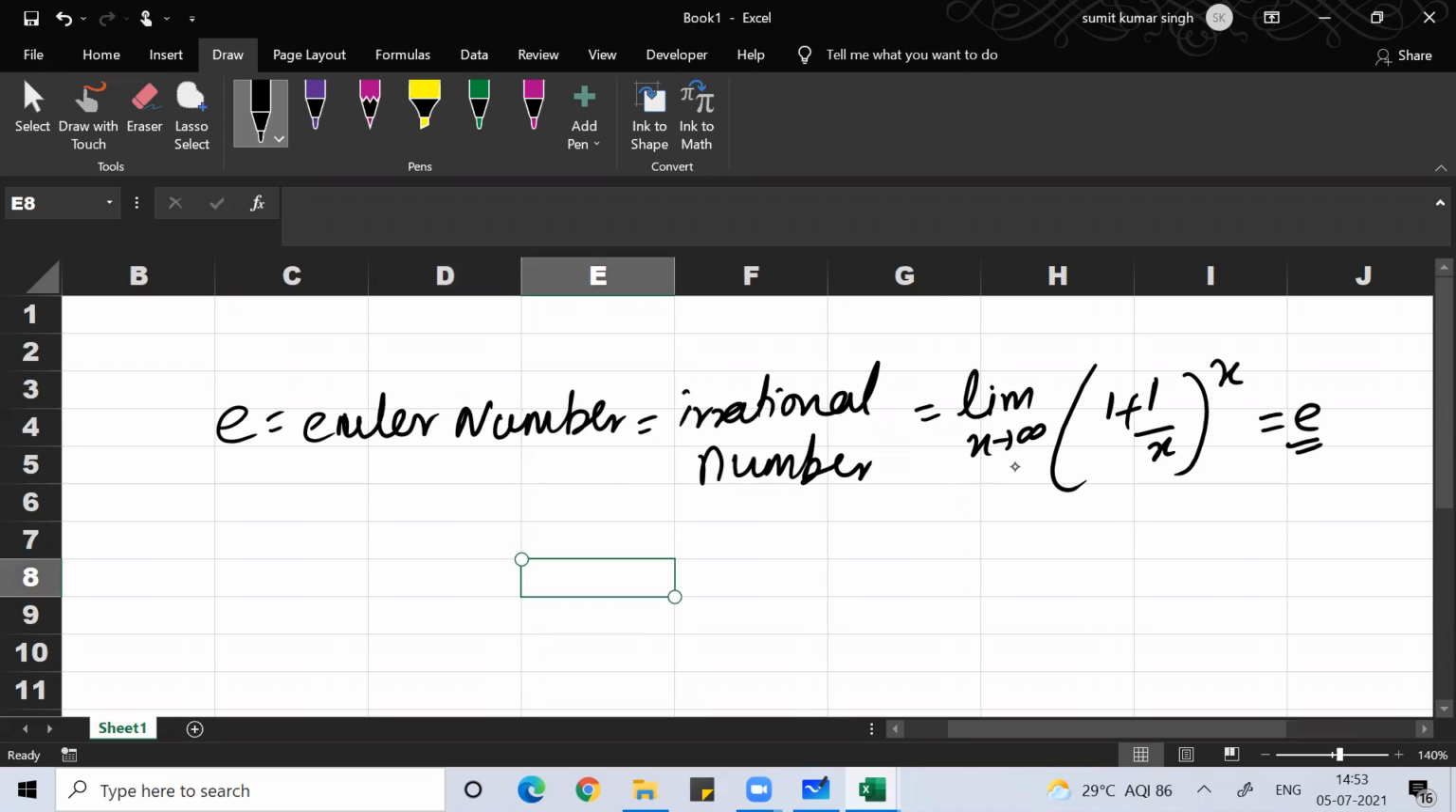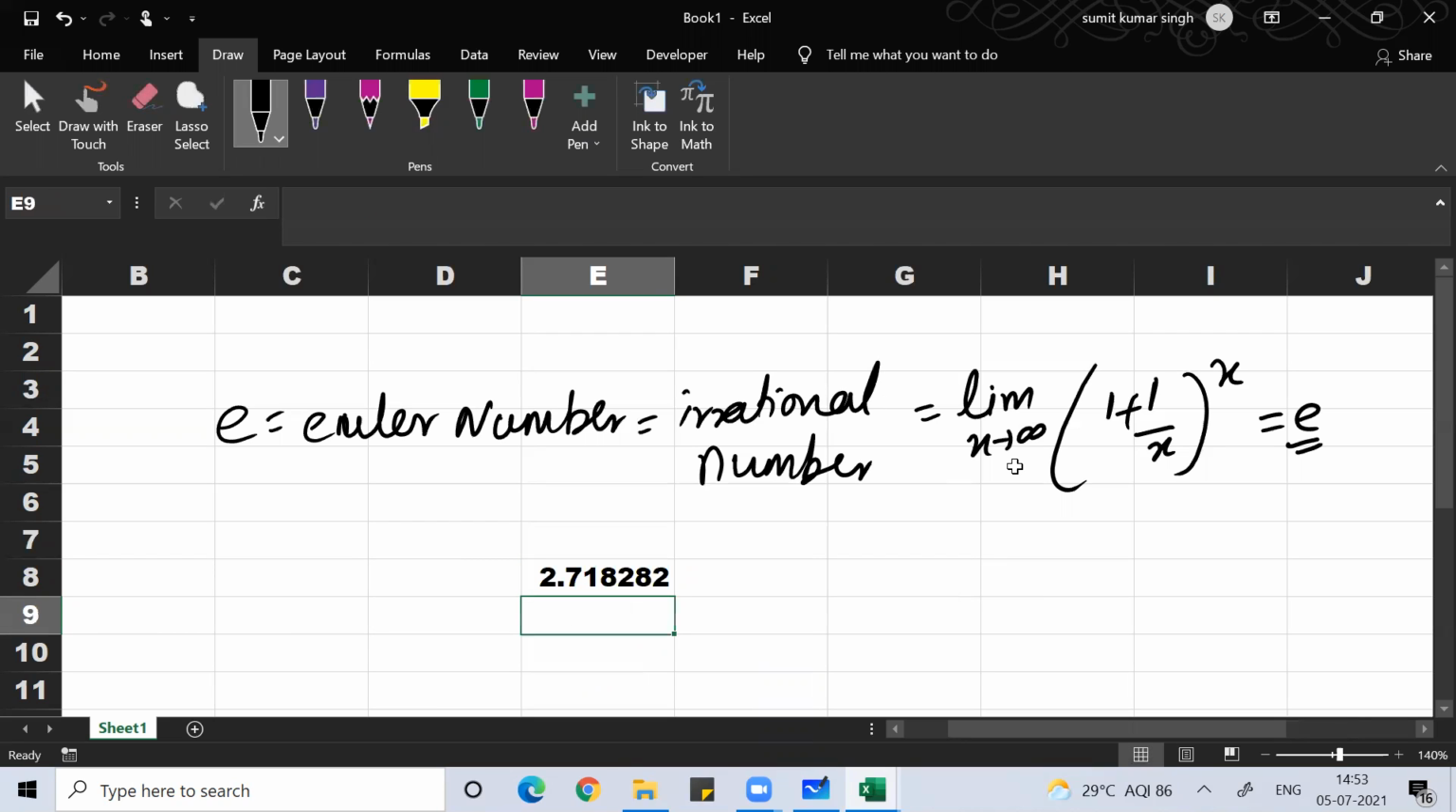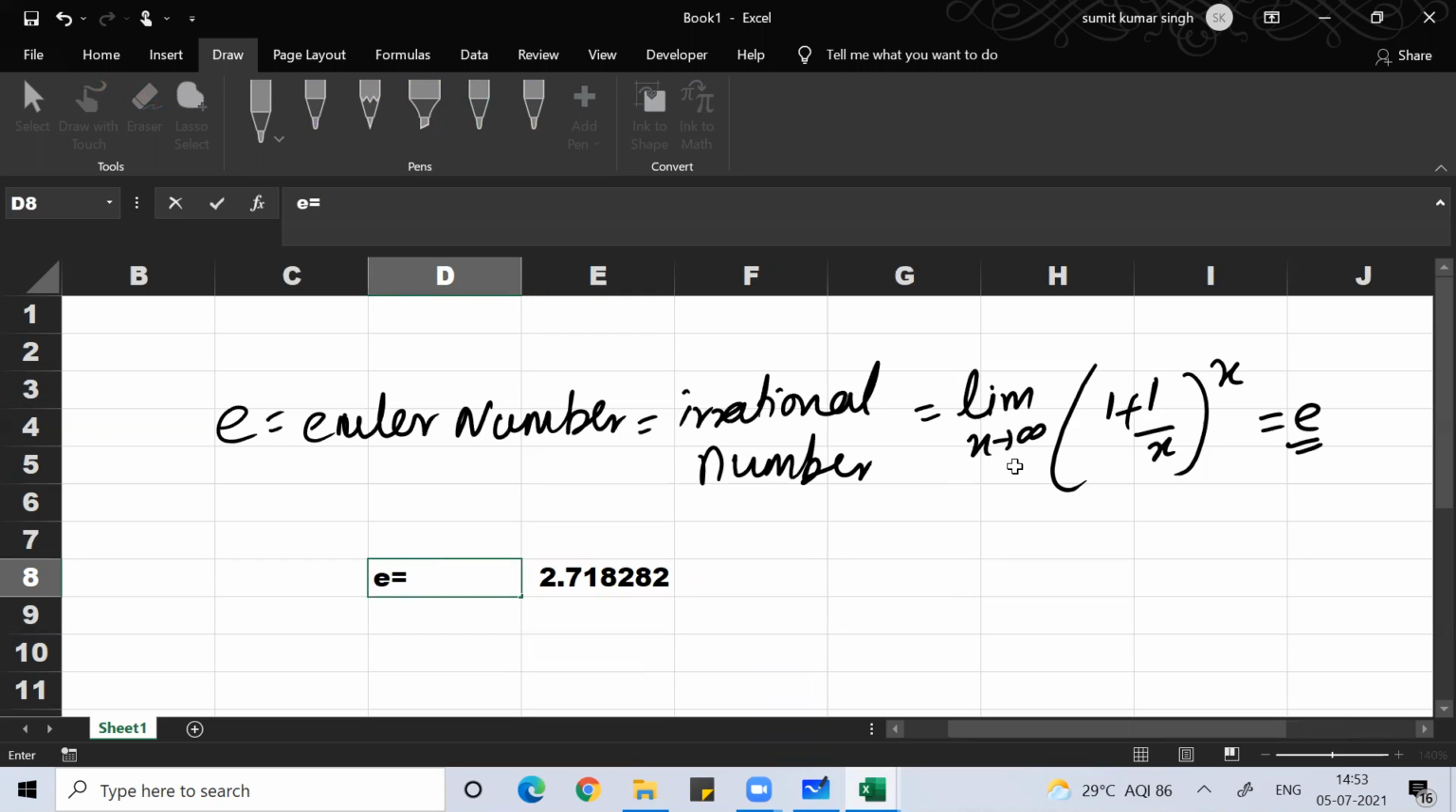In MS Excel or in a scientific calculator, if you press shift and then ln, meaning log e, you'll get exp. Exp is the inverse of log e. Exp(1) is the value of e. This is your e. It's a constant. Normally you can directly use a scientific calculator or your mobile calculator, and you can directly use e there.